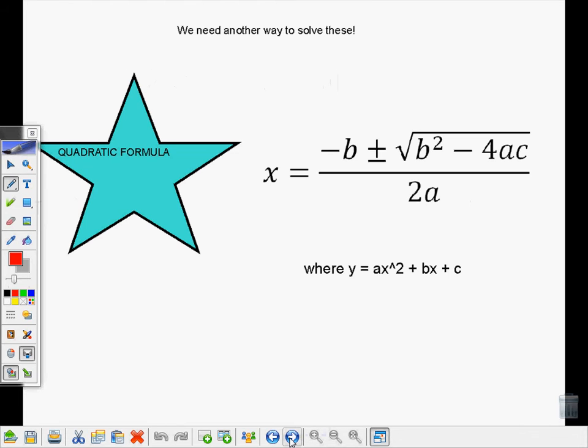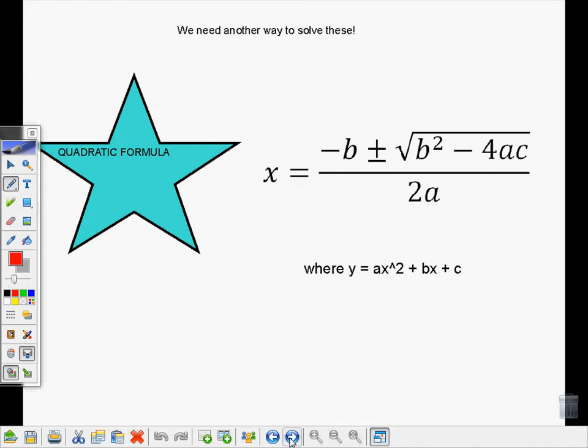So, quadratic formula, there it is. It is on the board, okay? The quadratic formula is negative b plus or minus the square root of b squared minus 4ac, divided by 2a. Now, I know that seems like a lot, but it's really not, okay? a, b, and c, we've got to talk about those 3.